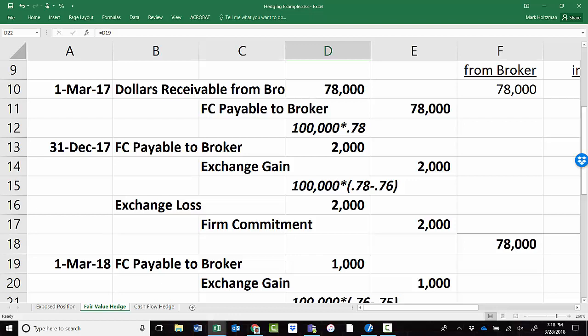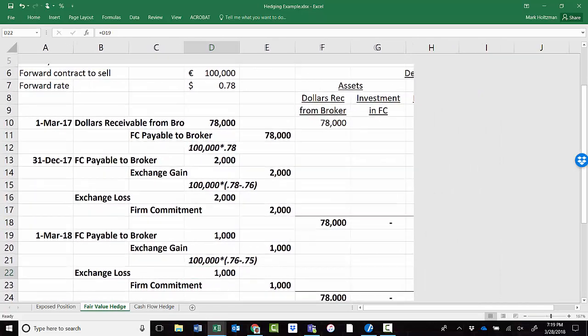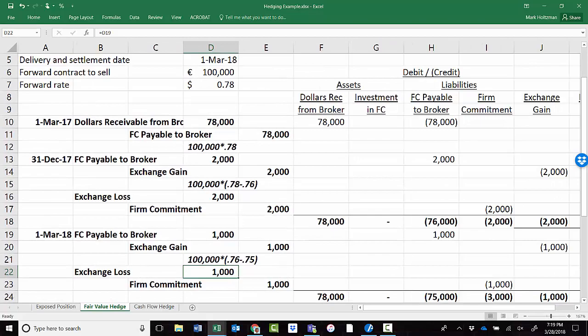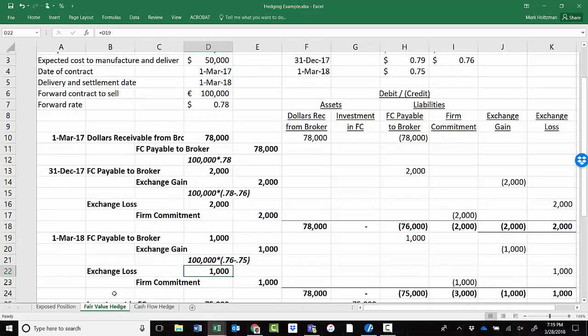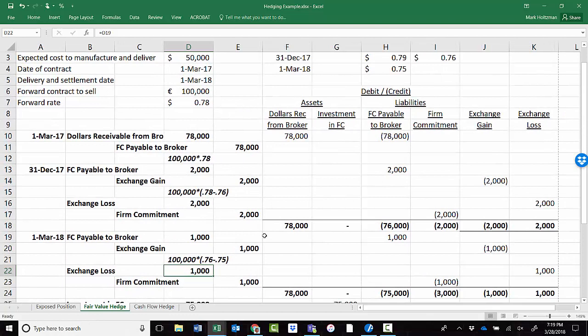The reason why I think FASB did this is because they didn't want people to be too fooled by what was going on. I think they wanted people to be aware that there was a possible source of volatility here. So watch what's going on here in terms of the accounts. The foreign currency payable to broker has dropped to $76,000. But now I have this firm commitment for $2,000, so total liabilities is unchanged.